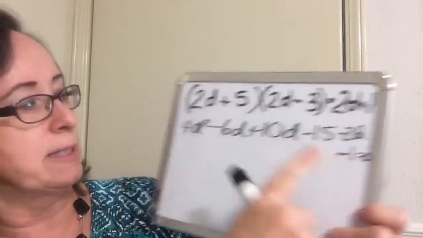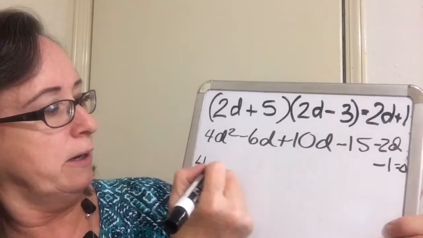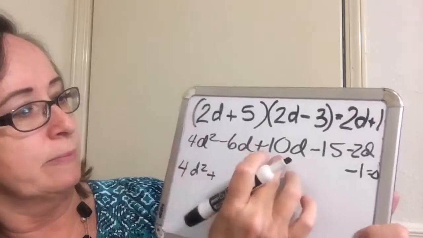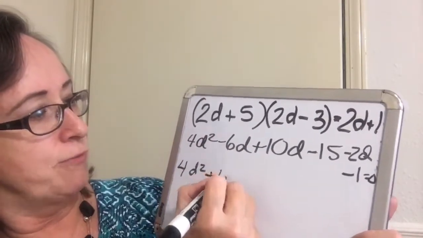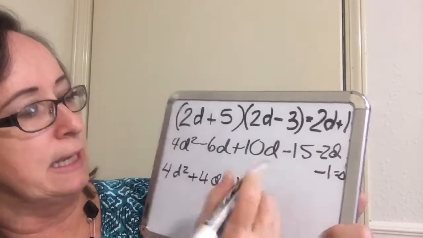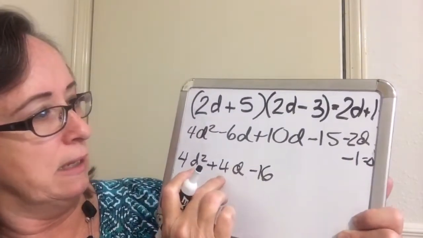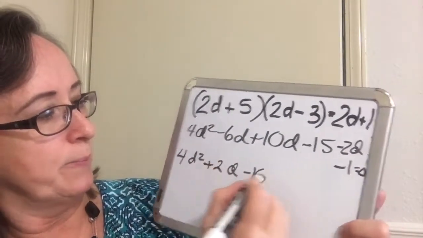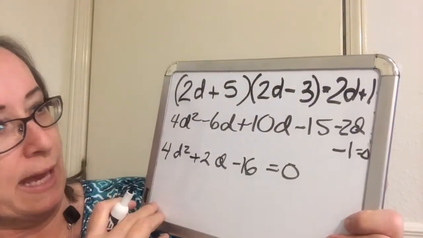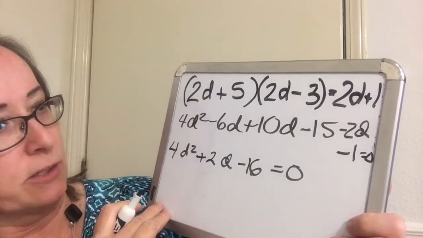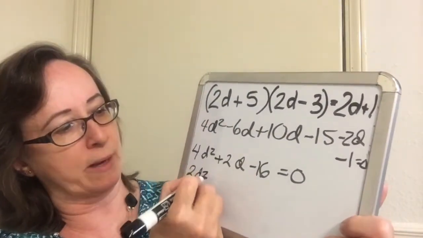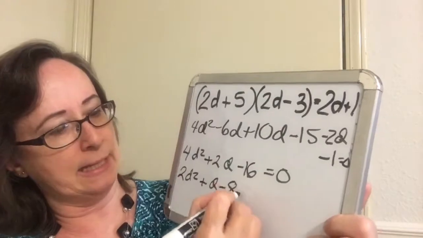Okay, so I'm getting a 0 on one side. So let's clean all this mess up. We get 4d squared plus 4d, from the 10d and a minus 6d, minus 16, from the 15 and the 1. And let's go ahead and take that minus 2d out of here. So that's going to be a plus 2d equals 0. So now, can I divide everything by 2? Okay, so I'm just checking my math here, making sure it's right. It's looking good to me. So I'm going to divide everything by 2 and get 2d squared plus d minus 8 equals 0.